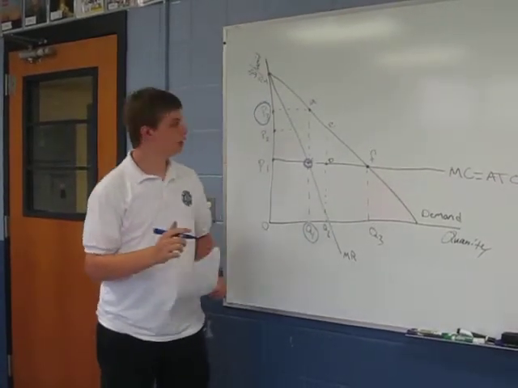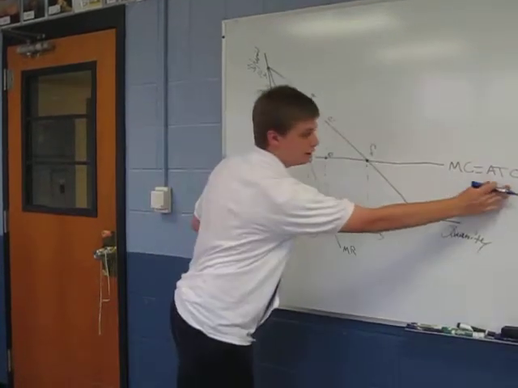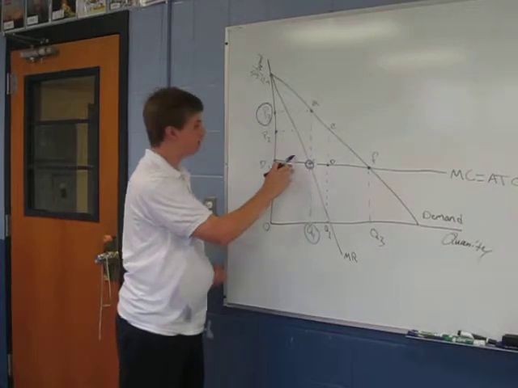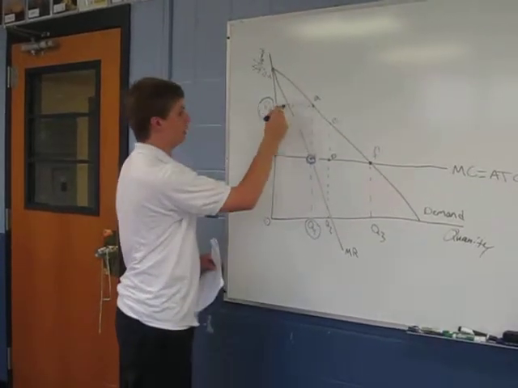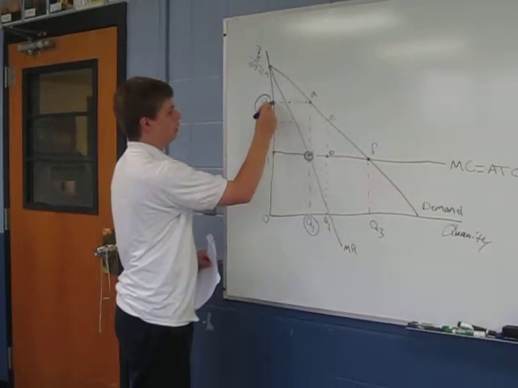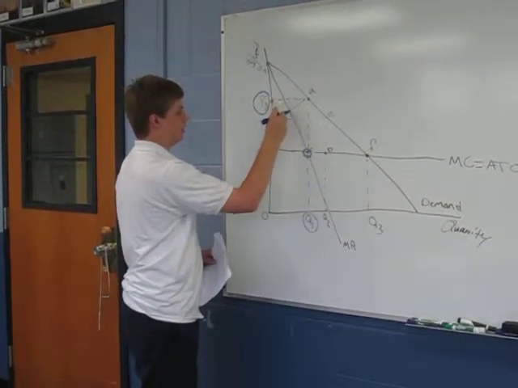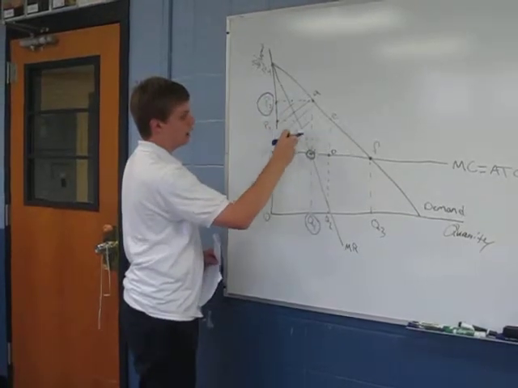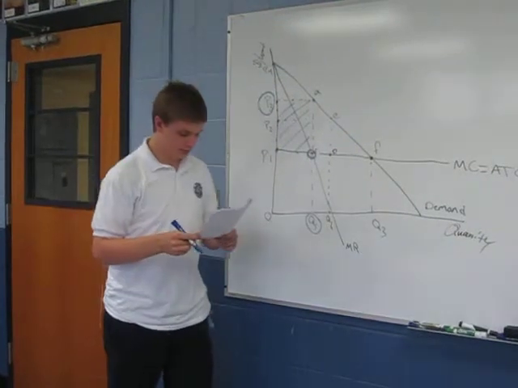The profit earned will be above where ATC is. This line is average total cost. So the price is above average total cost. That means they'll have a profit in this area. So this whole box is the amount of profit they will have.